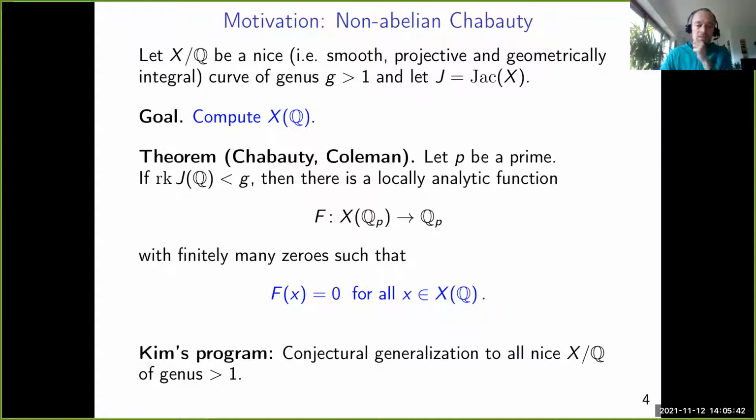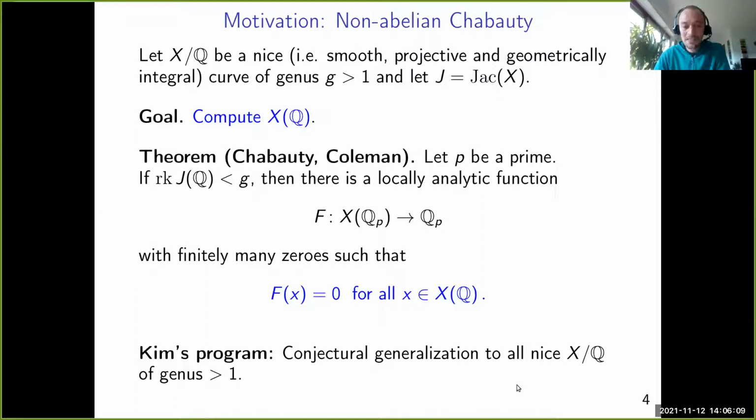Okay, so there's this program of Minhyong Kim to generalize Chabauty's method in a non-abelian way. And there has been quite a bit of theoretical progress in this direction, but it's very difficult to turn this theoretical progress into actual explicit methods, which is what I'm asking for here, right? So when I say compute X(Q), I really want to compute this in practice.